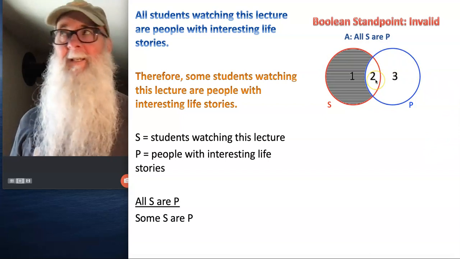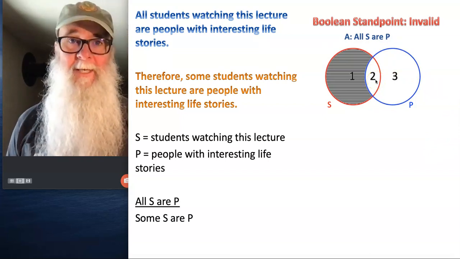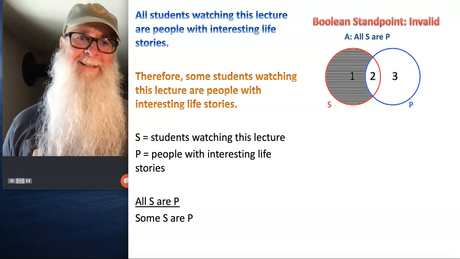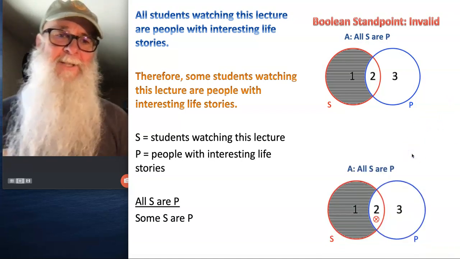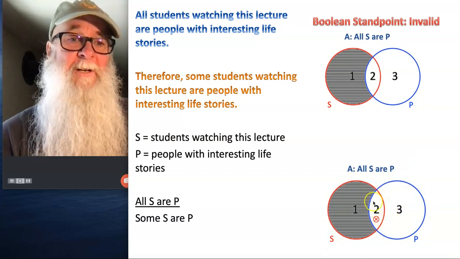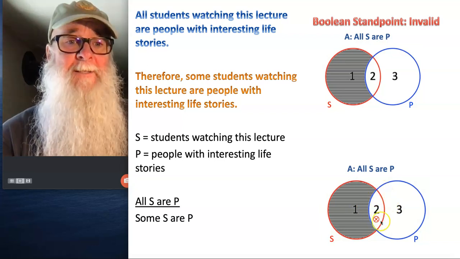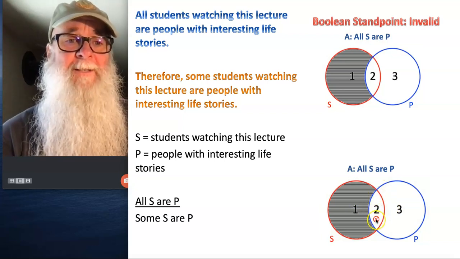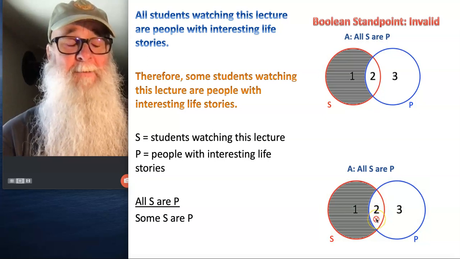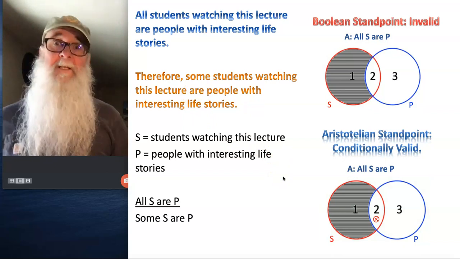And I can ask myself, is there any area of the S circle that's the only area where any S's can be? And the answer is yes, that's area 2. So I'm going to put a circled X in area 2 because according to this argument, all S are P. And if all the S that exist are right here in area 2, there's got to be at least one there, provided that they exist. And now I see my conclusion statement, and that tells me this argument is conditionally valid.